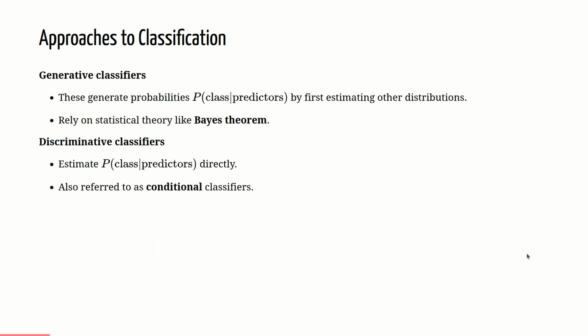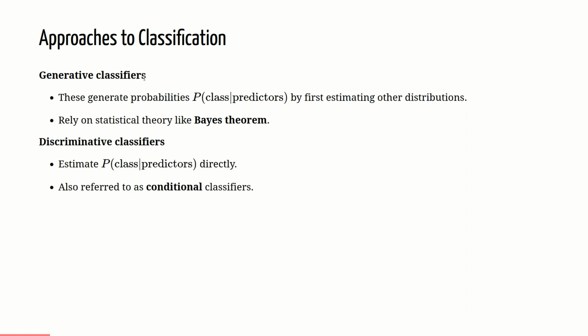So there are two main approaches to classification, different classification models. They are generative classifiers, which is what we're looking at today, which have some statistical and some mathematical theory behind them using Bayes' theorem. And then there are discriminative classifiers, which we'll look at next week, which are sometimes known as conditional classifiers.